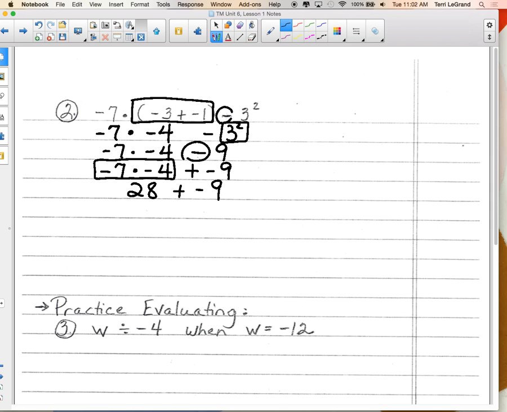What's a positive plus a negative? Positive is... wait a minute. It depends, right? What's it depend on? Which one's further away from 0? Well, which one is further away from 0? 28 is, and 28 is positive, so our answer is going to be positive. Well then how do we figure out how much positive distance value we have? How do we get that?